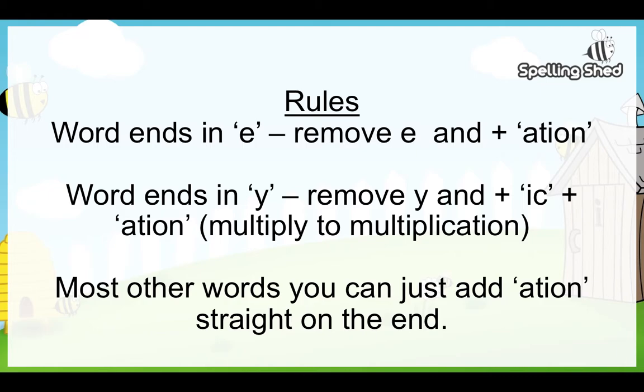Is it that when the root word ends in an E, we remove the E and add ation? Is it that the root word ends in a Y, we remove the Y and add I-C and then ation? Or do we just simply add ation to these root words? Have a look now.